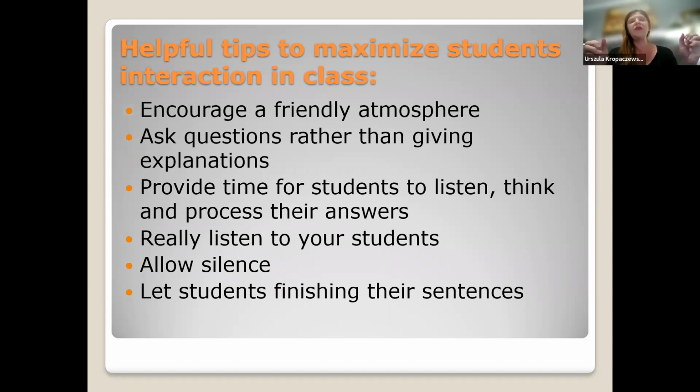Students shouldn't be afraid of asking you questions. You should be ready to explain. You should be ready to provide students with examples, with some clues, some explanations. You should also allow students to say nothing, because maybe they will need more time.